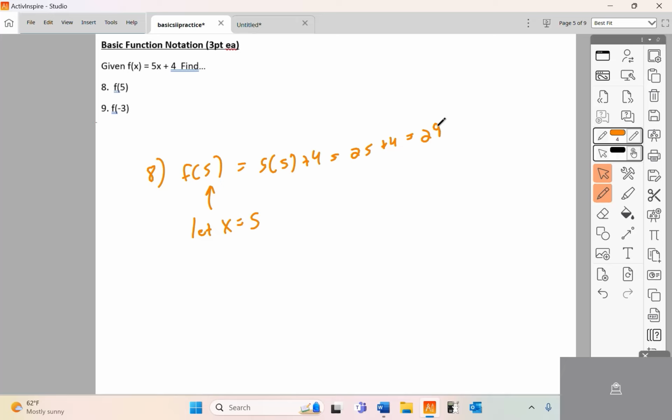Anyways, 5 times 5 is 25. You add 4, you're at 29. 9 is the same idea. We're going to let that x that we see be a 3. I'm literally letting that x be 3. Sorry, negative 3. I can't talk. And 5 times negative 3 is negative 15. If we add 4, we'd be sitting at negative 11. I did notice a lot of y'all struggled with negatives plus negatives. I noticed that.